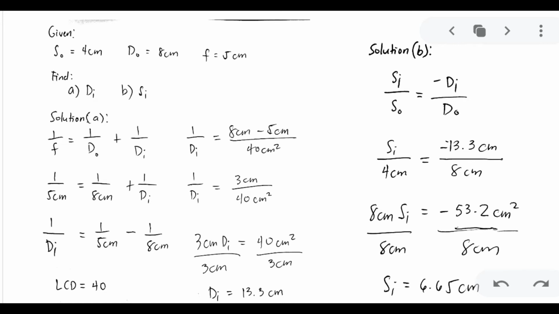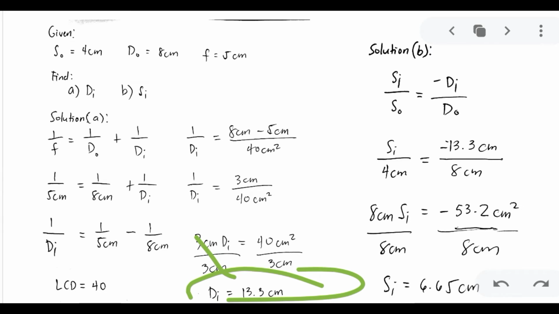And then the next thing that you need to do is cross multiply for you to obtain the value for the distance of the image. So you will have distance of the image multiplied to 3 cm, and then the distance of the image is equal to 40 cm squared times 1, which is 40 cm squared. Then divide both sides by 3 cm, so you can cancel out the cm, and then you will have the left distance of the image. 40 cm squared divided by 3 cm will become 13.3 cm. So the distance of the image is 13.3 centimeters.